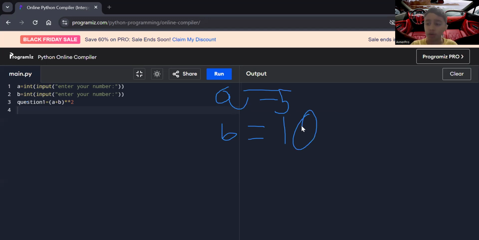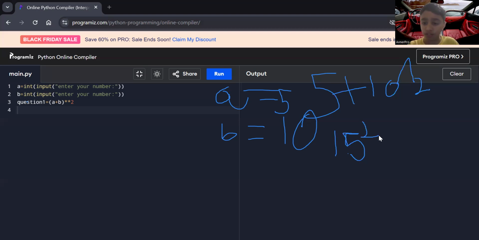Now, following this equation, A plus B by the power of 2, A is 5 and B is 10. Replace it. So 5 plus 10 by the power of 2. That's 15 by the power of 2. Guys, if you didn't watch my math videos, go watch them right now.